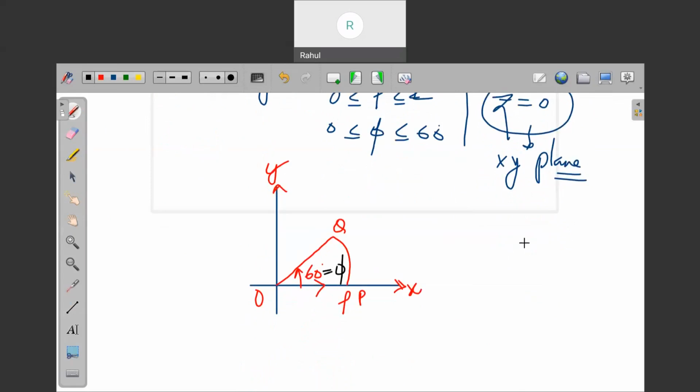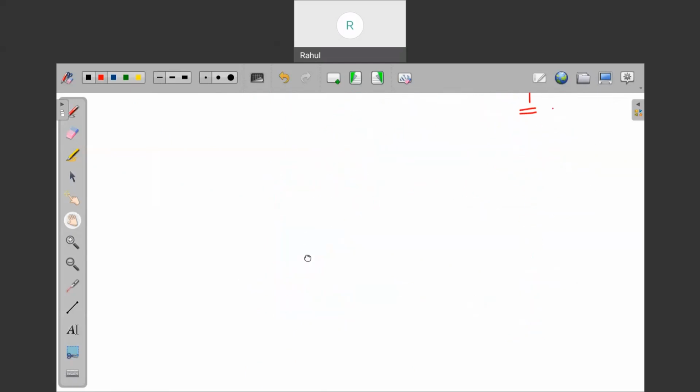Already we have seen this kind of a thing, right? This is rho, and this is phi from the x-axis. Phi is measured from the x-axis. Remember, phi is always measured from the x-axis. What you can do here is you can directly compute the integral.